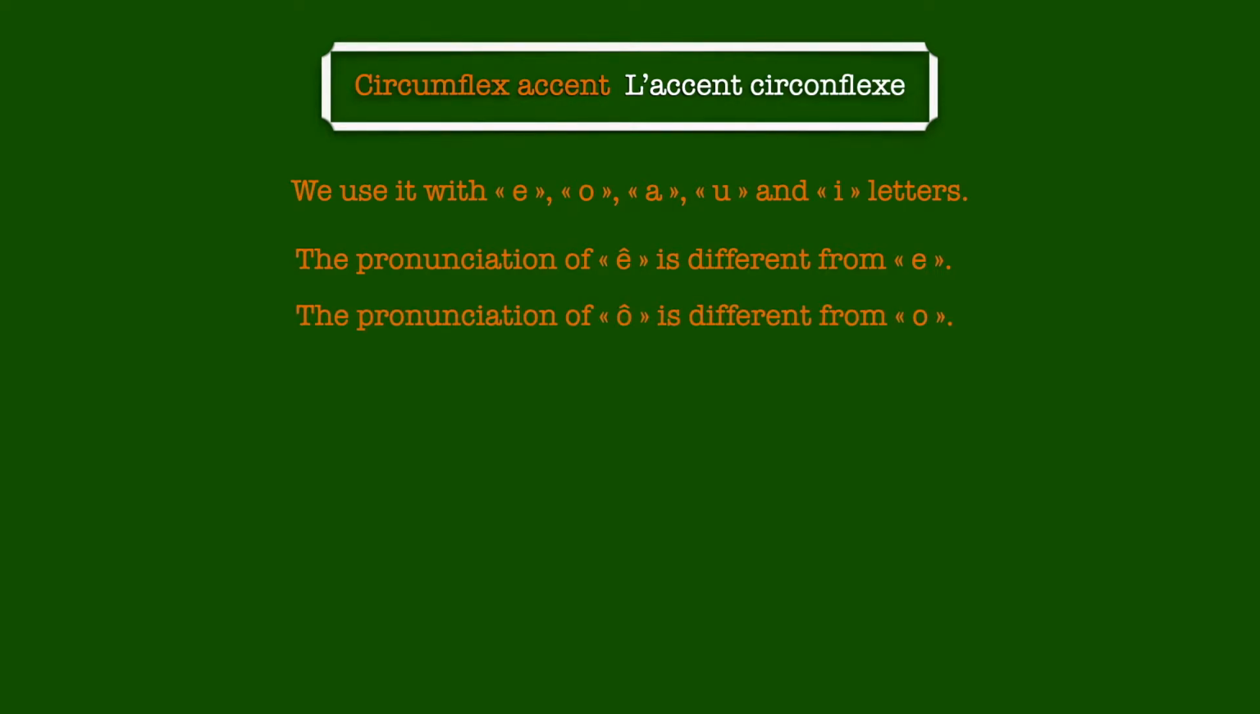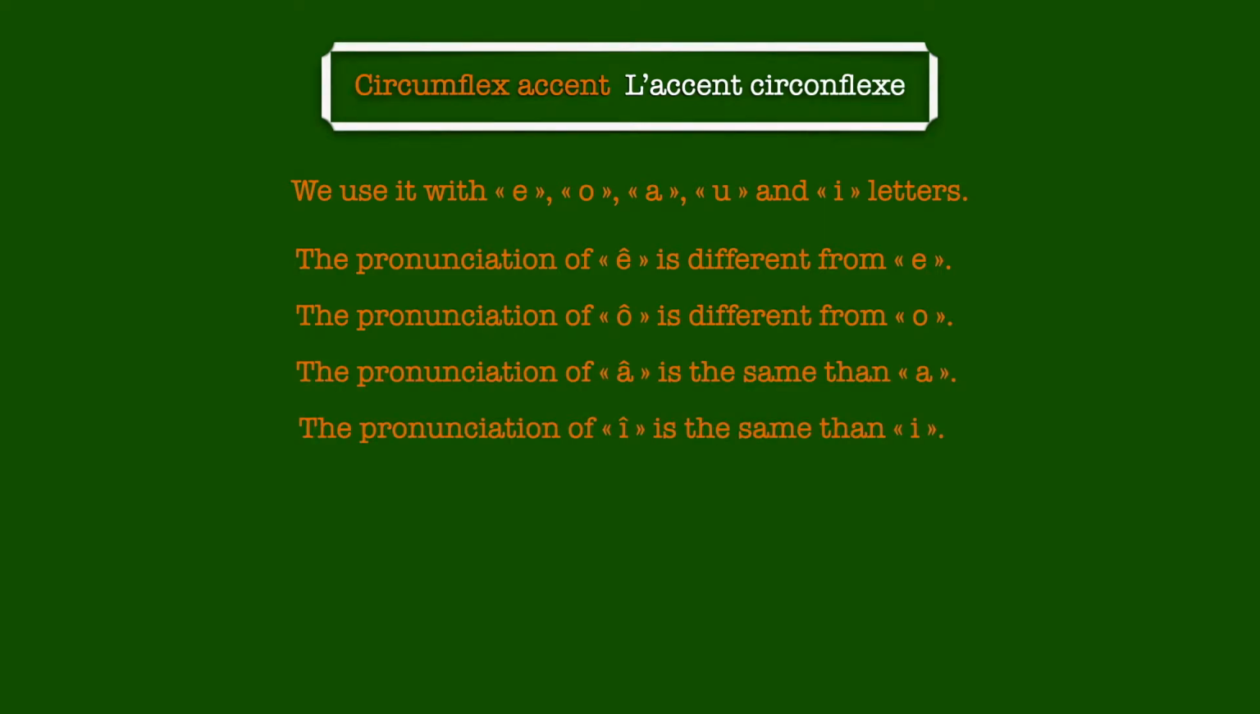Concerning the O letter with a circumflex accent, there is also a difference in pronunciation. A very slight difference, but you can hear it right now, starting with the letter without an accent. O. O. Now, with reference to the 2 following letters, there is no change in pronunciation, whether we are speaking about the A letter or the I letter.